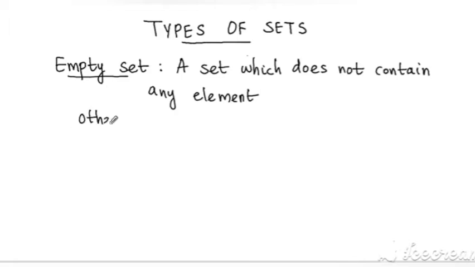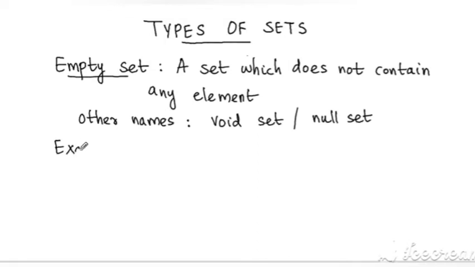We call the empty set a void set or null set. So other names of the empty set include void set and null set. Now let's move on to a few examples of empty sets. Okay, so we can write any set which contains no element.